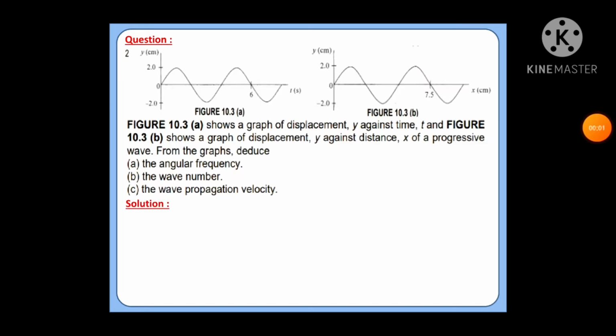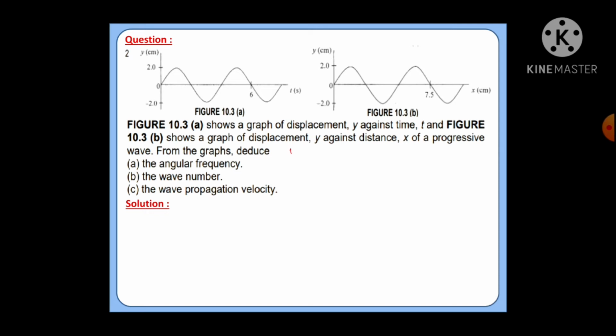For question number 2, there are two graphs given: the graph of displacement against time, and the second graph, the graph of displacement against distance. From both graphs, we need to deduce the angular frequency, wave number and wave propagation velocity. First step, we need to identify the hidden information from the graph.